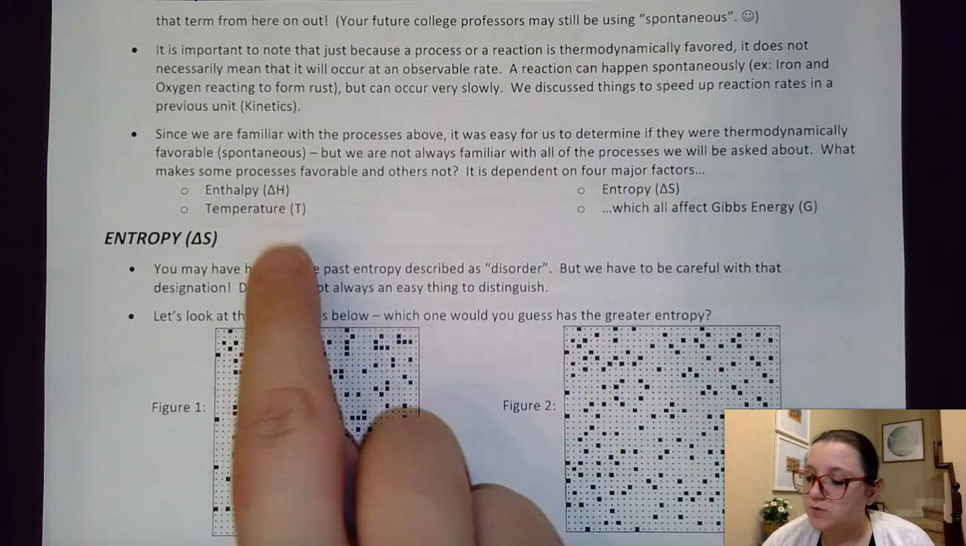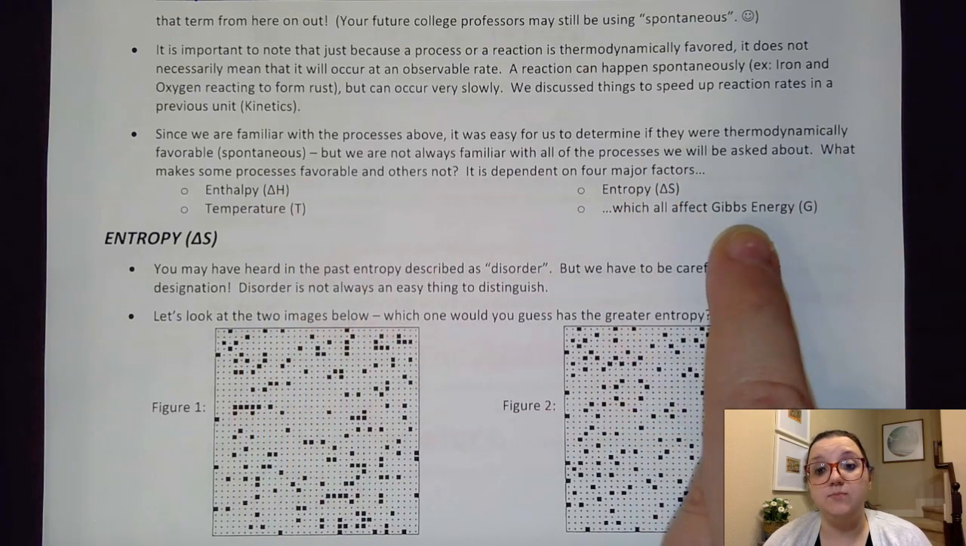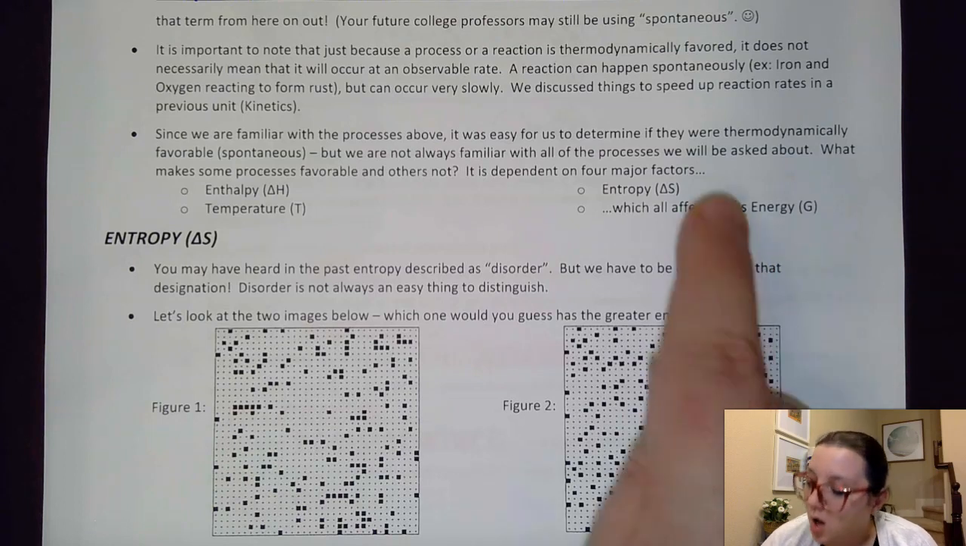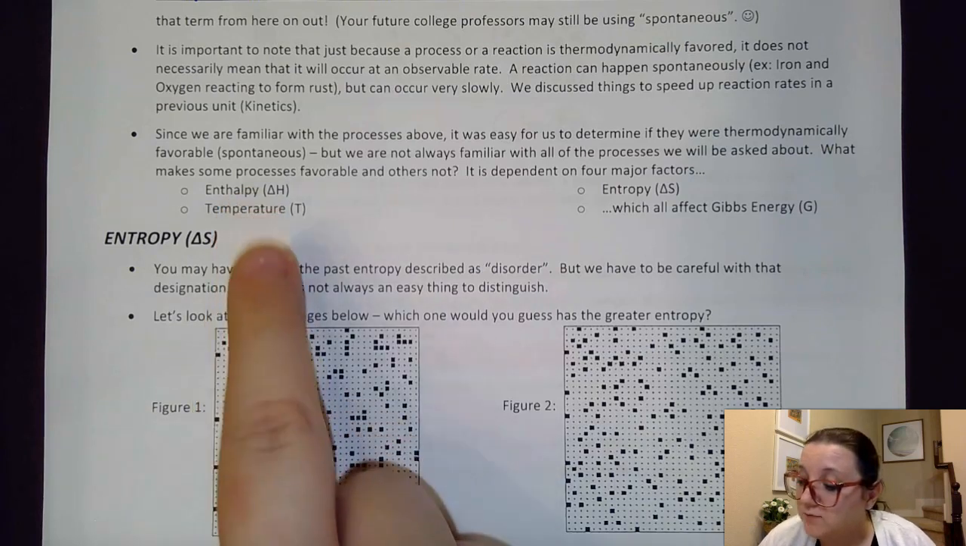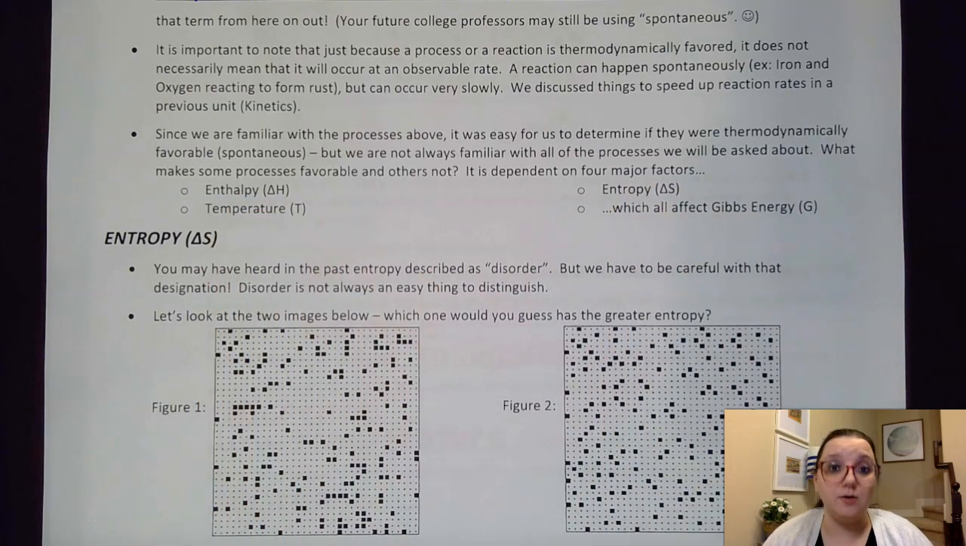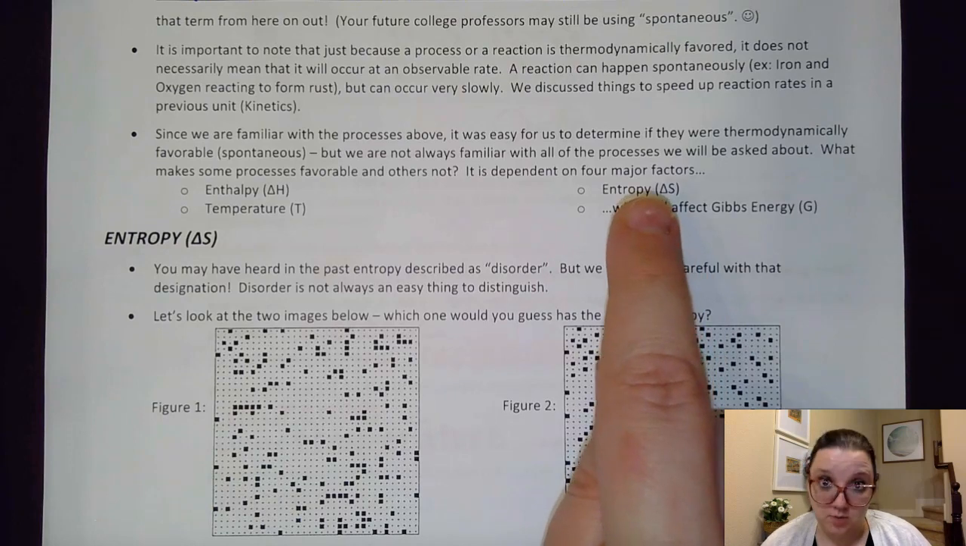And all three of those variables impact something called Gibbs energy, which we're going to refer to in a later video. All of these things help us to determine if a process is spontaneous, thermodynamically favorable, if it's not a process we are familiar with. So we're going to have to use these variables within calculations. And we're going to start off today by talking about what exactly is entropy.